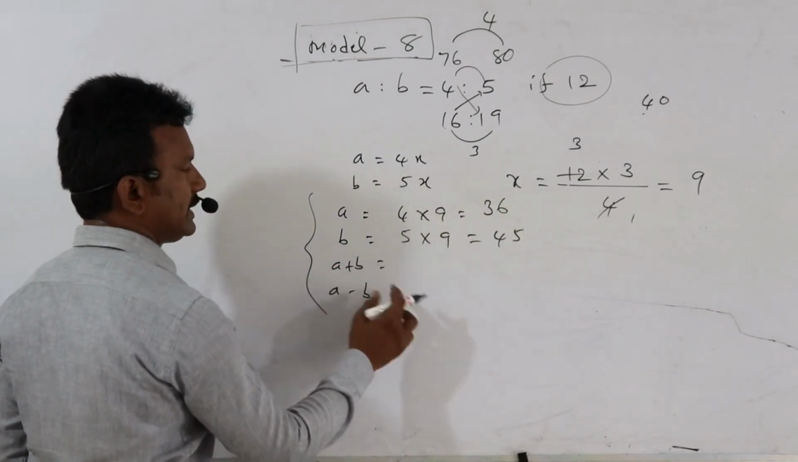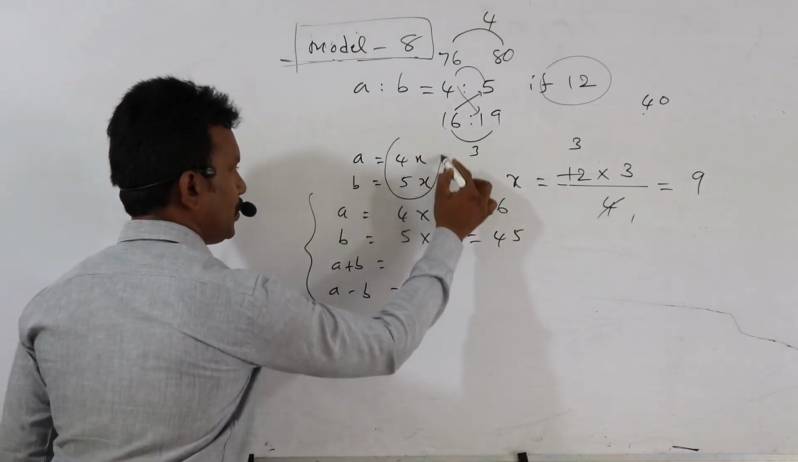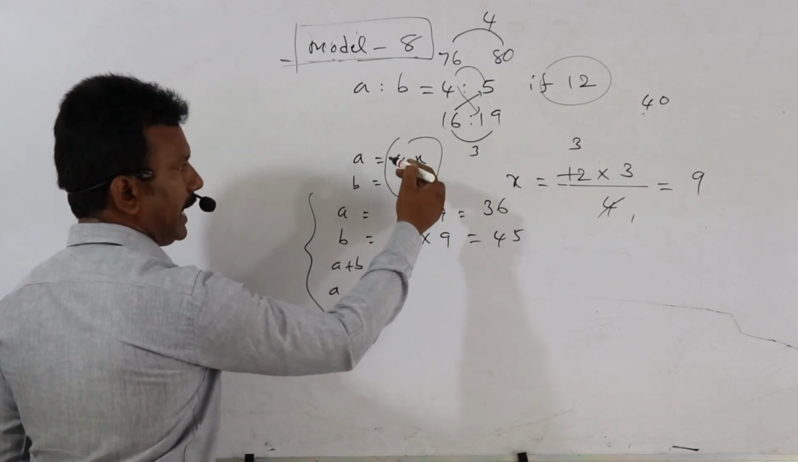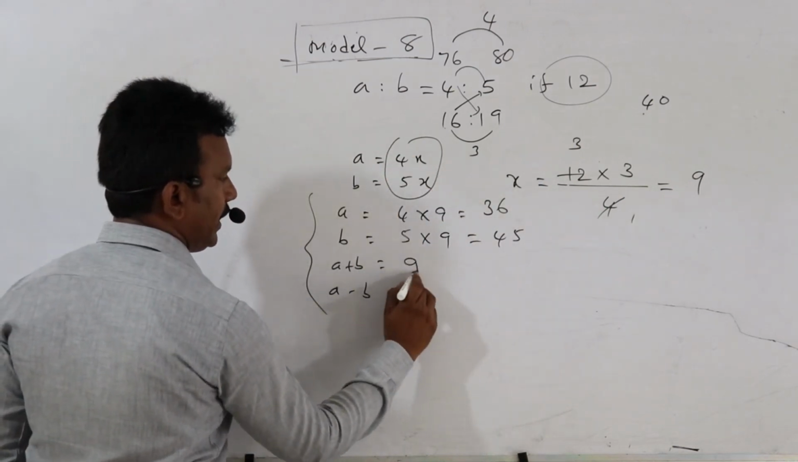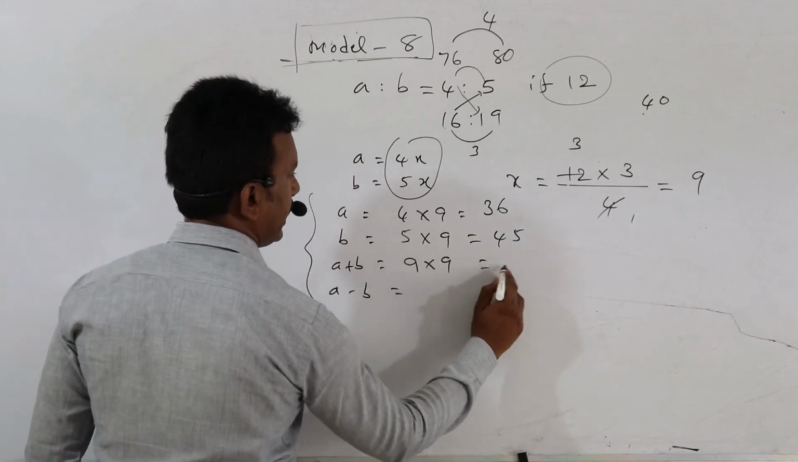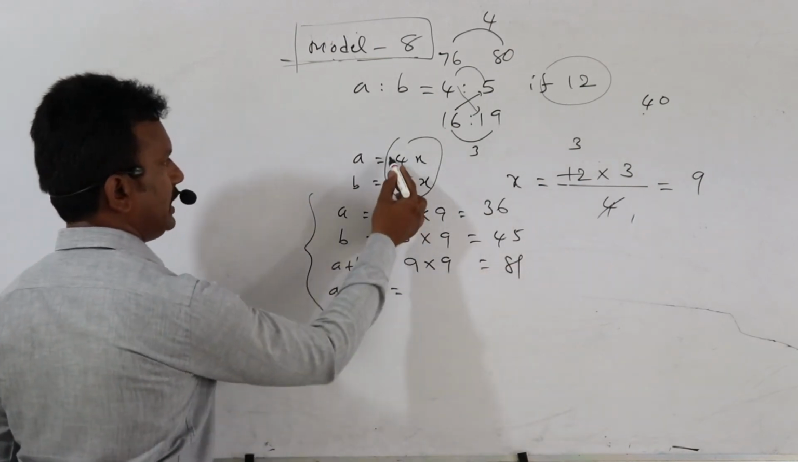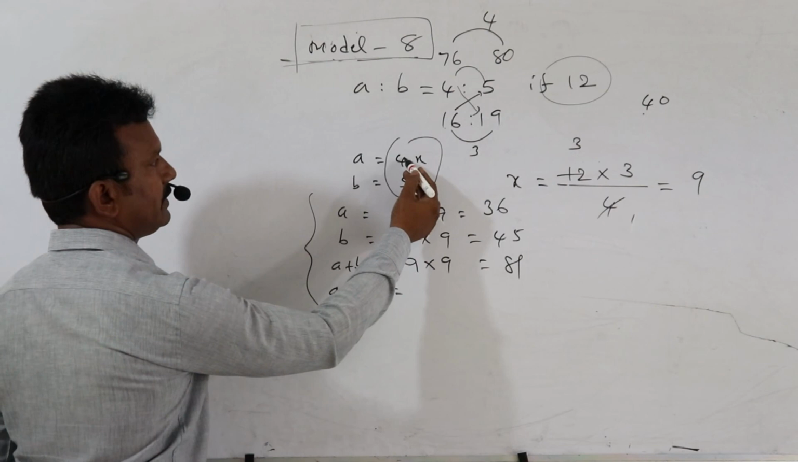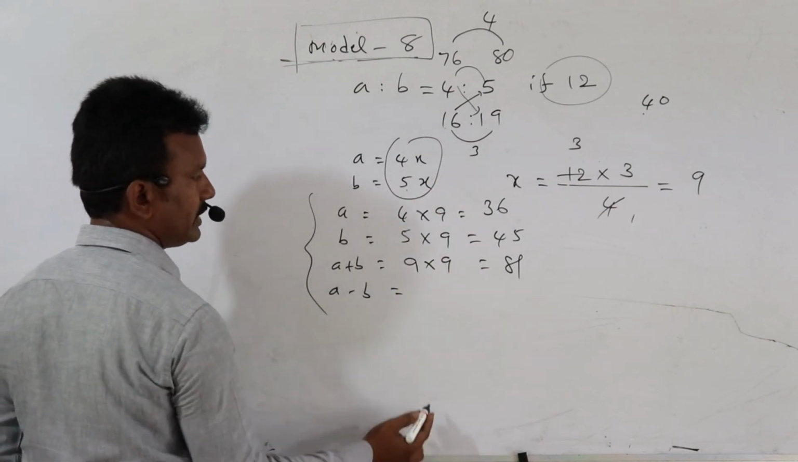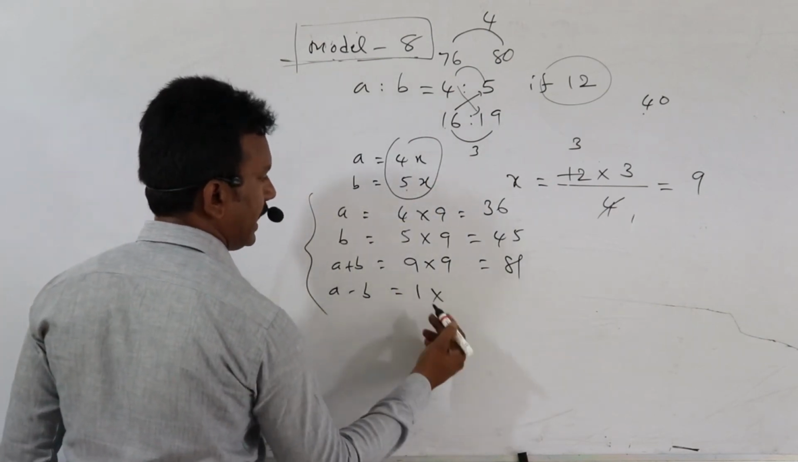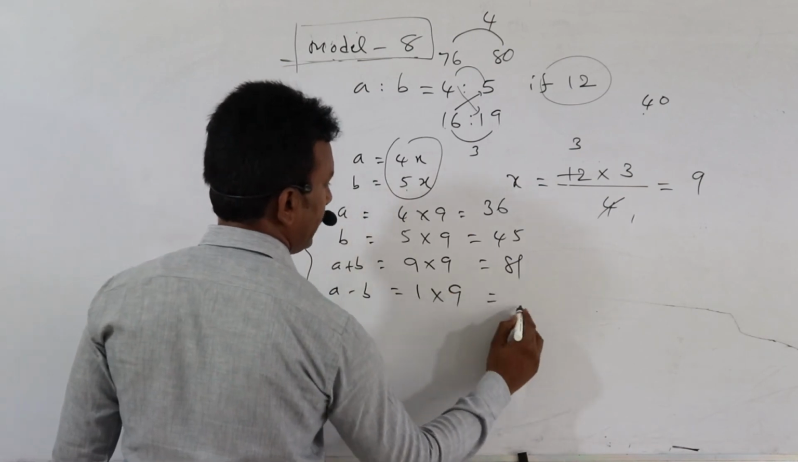Next, what is the sum of the numbers? Sum of these two, 4 plus 5, 9. 9 into x, 9 9s 81. What is the difference here? The difference is 5x minus 4x, one part of difference, 1x. That is 1 into 9, 9.